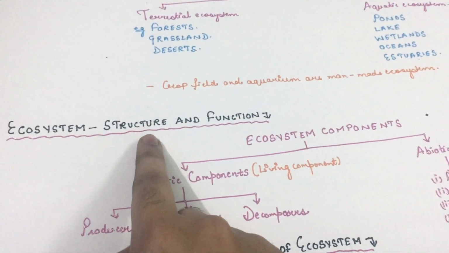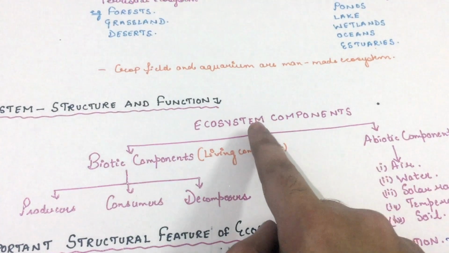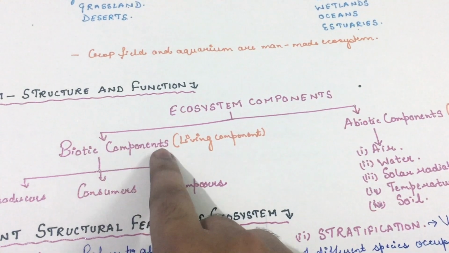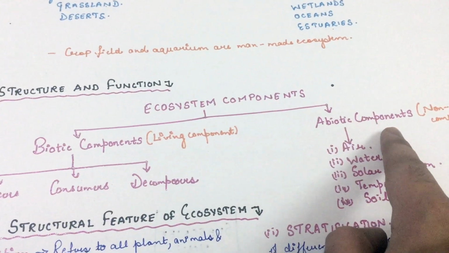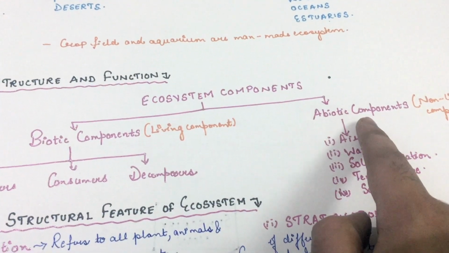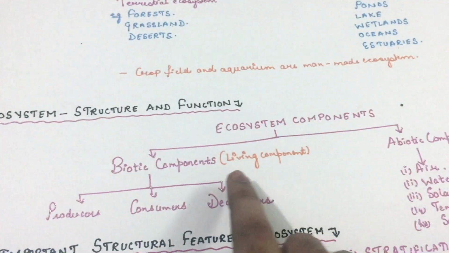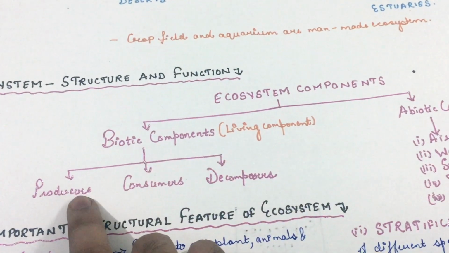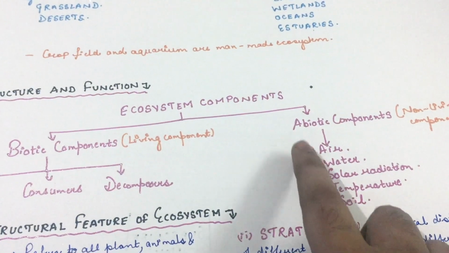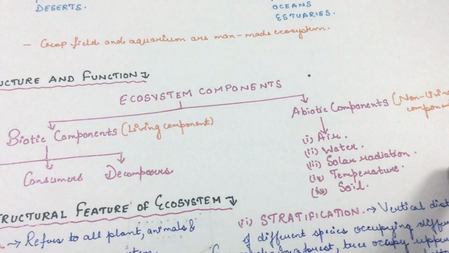Now let us look at the structure and function of ecosystem. First of all, we should remember the components of ecosystem. There are two components of ecosystem: biotic components as well as abiotic components. Biotic components are the living components of the ecosystem, whereas abiotic components are the non-living components. The biotic component includes producers, consumers, and decomposers, whereas the abiotic component includes air, water, solar radiation, temperature, soil, etc.